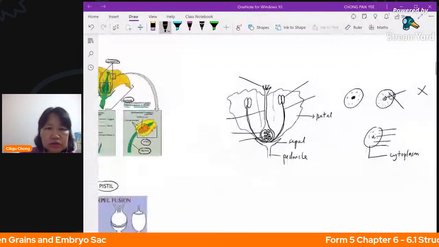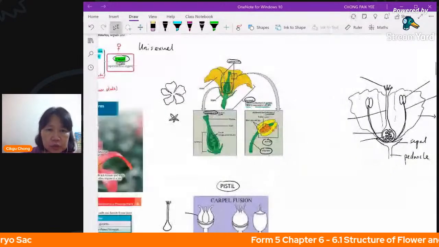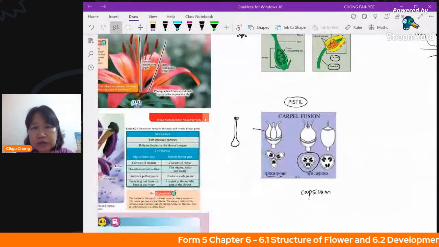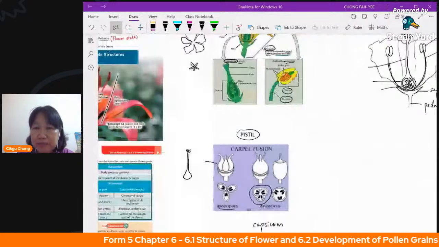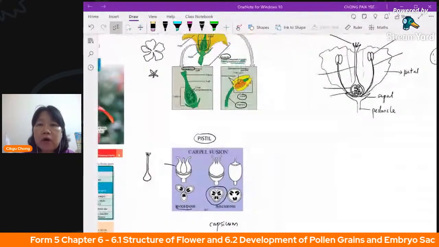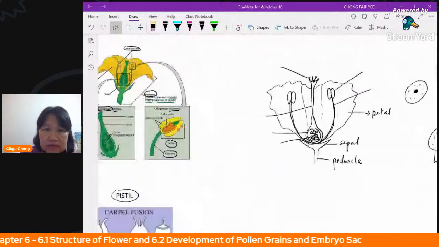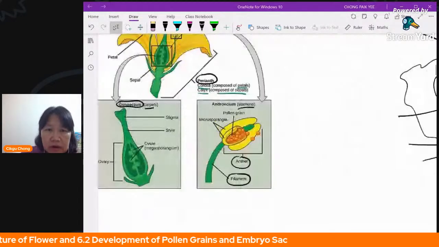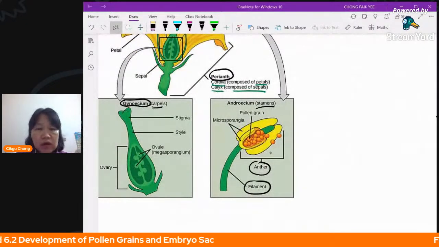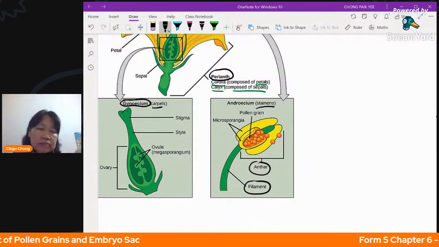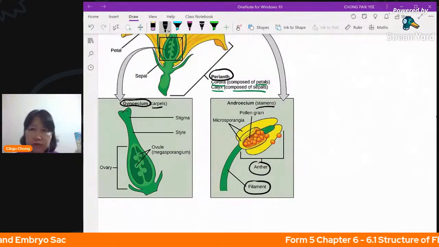Okay, let's go on to the next part. So we are already done. This is all you need to know about the parts. You need to know that your pollen grain is found in the anther. So here you can see the pollen grain, which we call 花粉. 花粉 is when the wind blows, sometimes you will get all this pollen grain being released into the air.